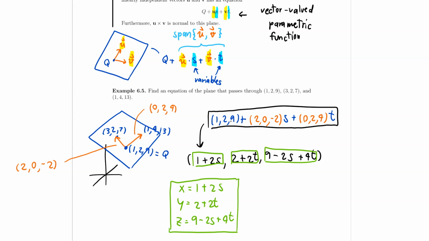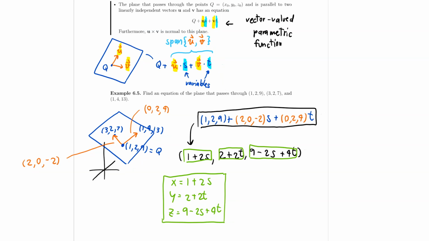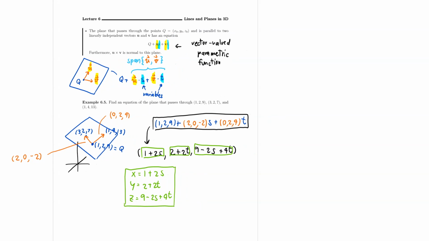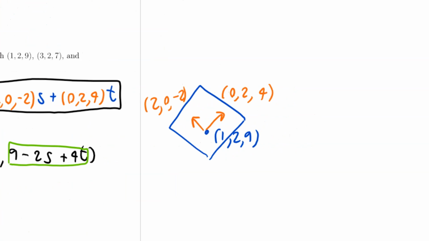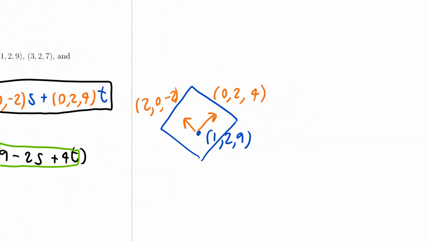Before I finish, let me also talk about another way that I can write the equation for this plane. Let's say we have this blue plane, and the starting point, my point Q, is (1, 2, 9). And I have these two orange vectors, which are (2, 0, negative 2) and (0, 2, 4).